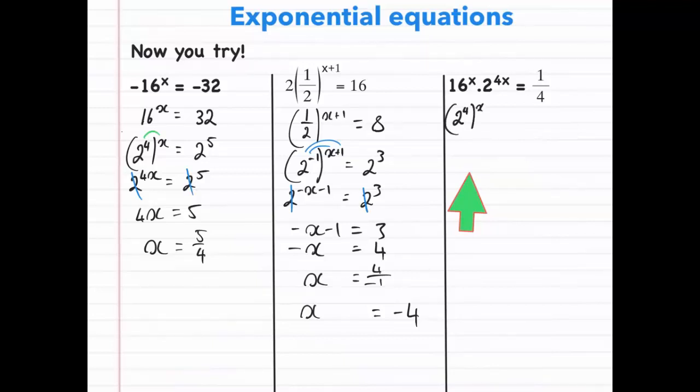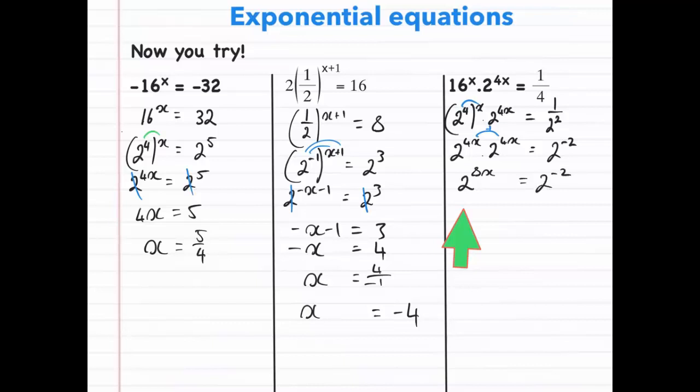Keep it in brackets with the x on the outside, times 2 to the power of 4x equals, and I'm just going to change this to 1 over 2 to the power of 2, and that is exactly the same as a quarter, right? So here we apply the exponent law, so we get 2 to the power of 4x times 2 to the power of 4x equals 2 to the power of negative 2. And now I can keep simplifying this side. When we multiply and the bases are the same, I write my base, which is law number 1, write the base, then it is 4x plus 4x, which will be 8x equals 2 to the power of negative 2.